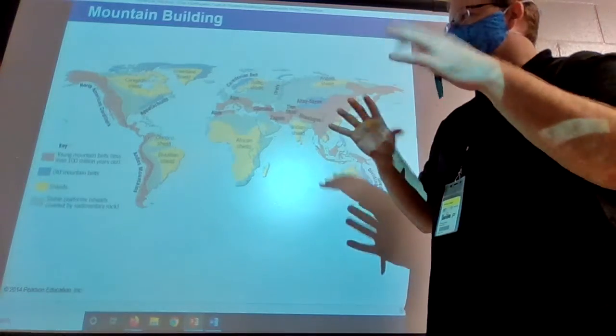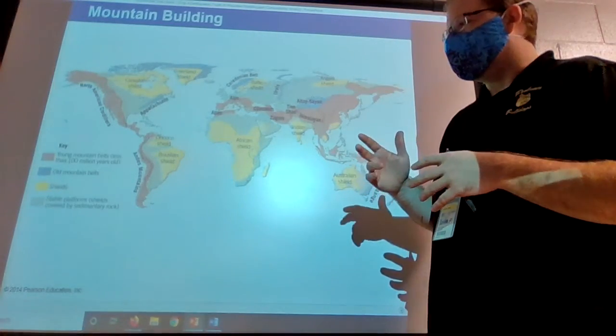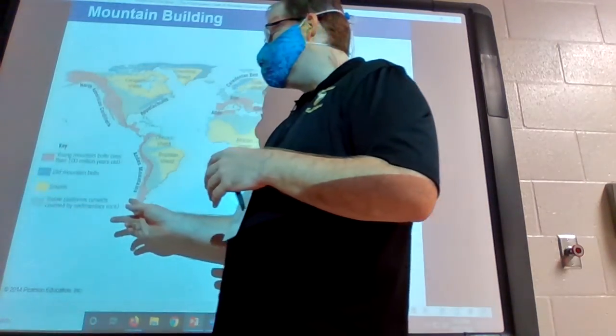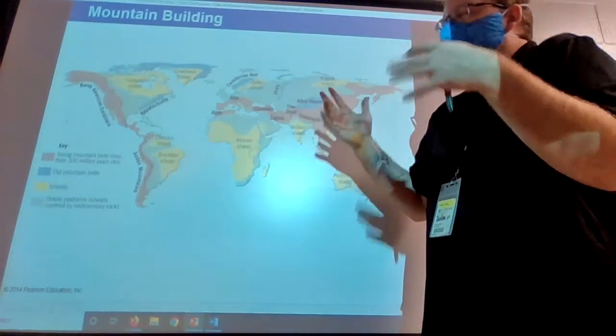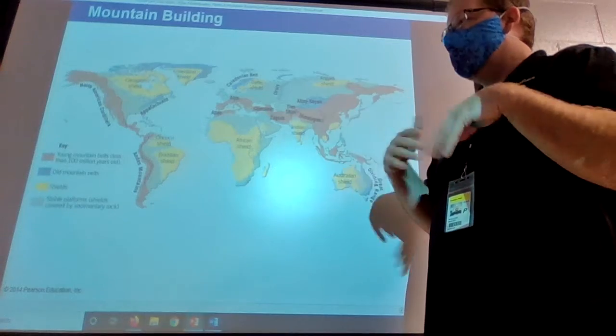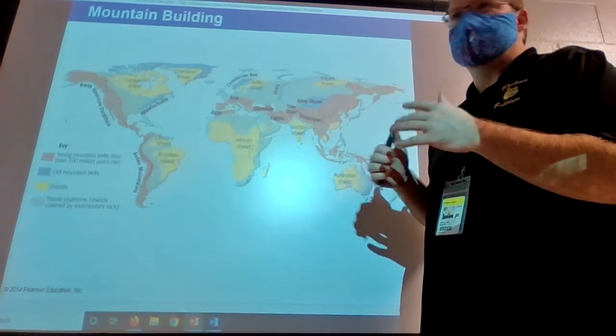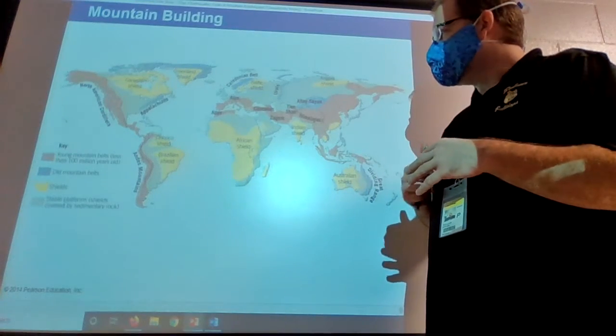That's kind of like the basis for which everything else has been added on to. And then you have some stable platform, shields covered by sedimentary rock. So still part of most of the original stuff, but kind of covered up. You don't have exposed rock that's like the original rock. You'd have to dig down to see it.